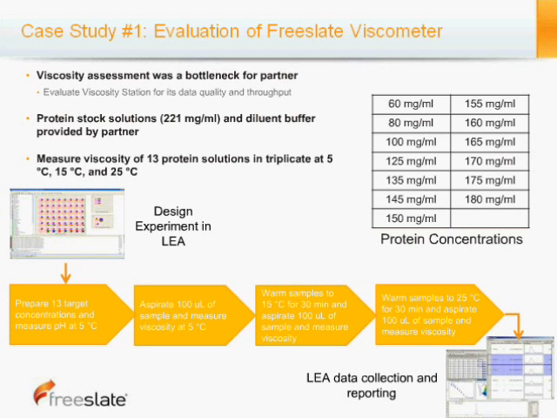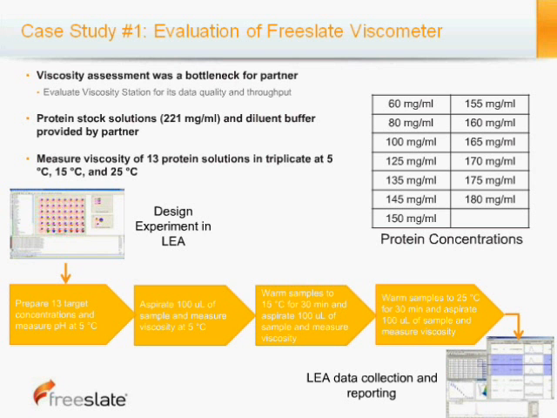The first example of using the CM Protégé bioformulation system is one where a customer came to us, and viscosity was a bottleneck in their process. They wanted to evaluate the Freeslate Viscometer for throughput and also data quality. They sent us a protein solution of 221 milligrams per mL and a diluent buffer. From the protein stock solution and the diluent buffer, we made up 13 different concentrations of protein standards. You can see those in the table on the right-hand side.